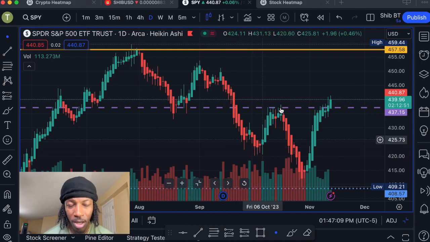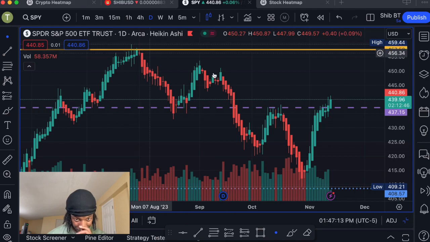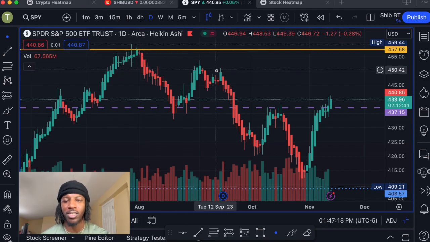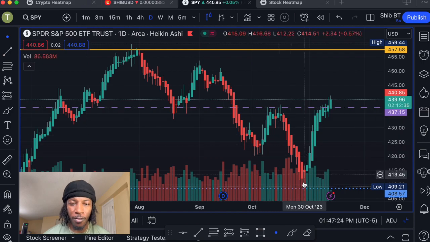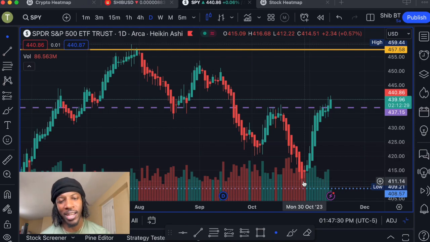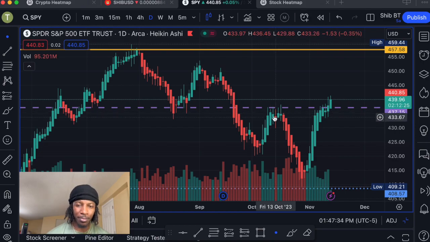Before pushing up again, but as you can see, we still haven't respected either of these previous highs, 460 or 450, not even really hitting 440. So what happens? Price pushes down again to 409, 410, before inevitably having to push back up. Now we're higher than that last push up.